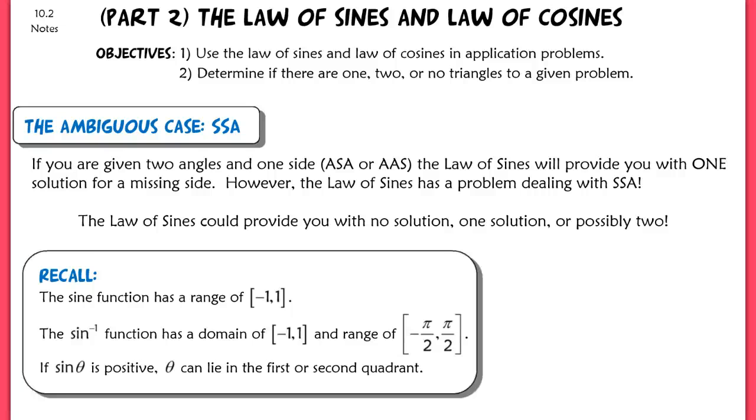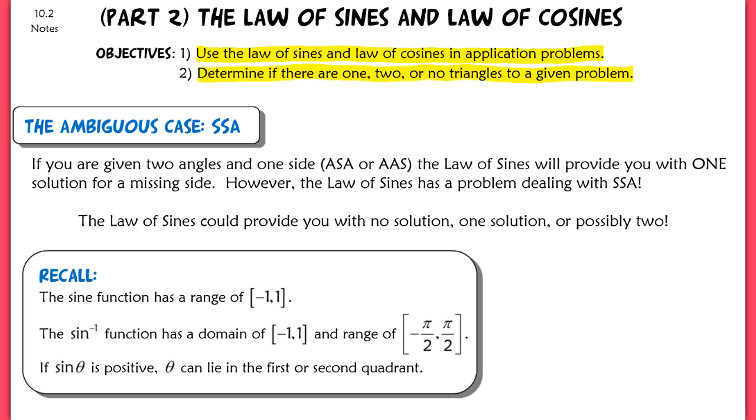This lesson is part 2 of section 10.2. Today we're going to continue to talk about the law of sines and the law of cosines. So we're going to use the law of sines and cosines in application problems, so we'll focus on that in the back part of our notes. And then we're also going to determine if there are one, two, or no triangles to a given problem.